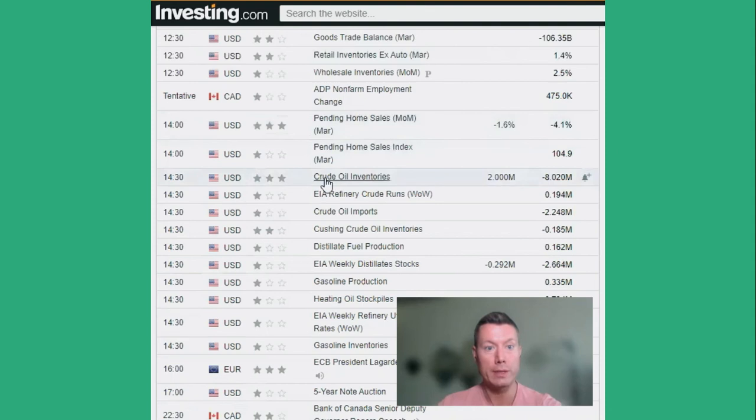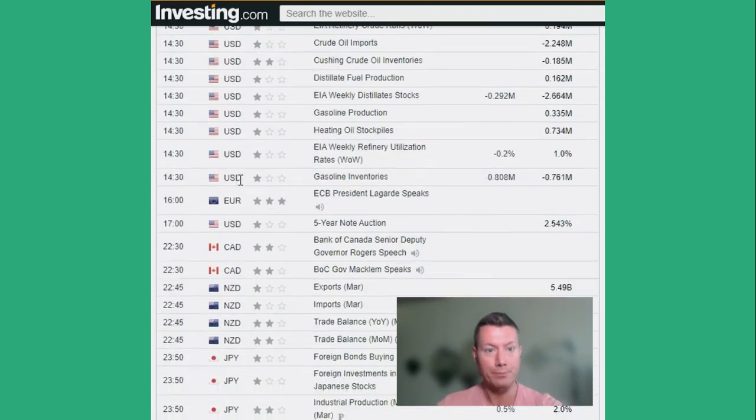And at 2:30, we've got crude oil inventory. I think this is quite a big piece of data for today, guys, because oil has been, you know, not knowing what to do with itself for the last few days. So it will be interesting to see how this moves oil, and then subsequently how it moves the US dollar and also the Canadian dollar, because they're all correlated. So keep your eye out for that one.